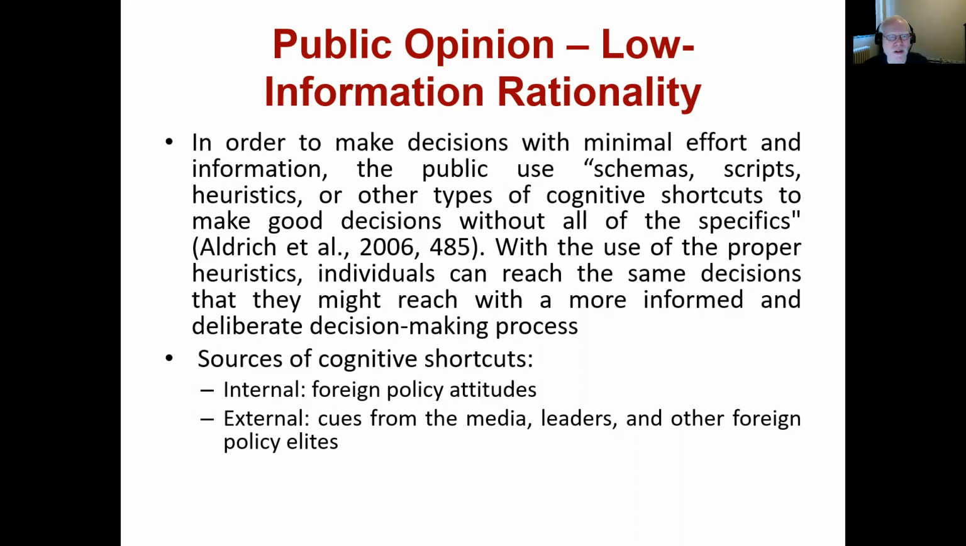Now, in the previous example, we saw that there were deviations: people for whom having low information affected their decisions, but they may not have had all the tools available to use those shortcuts. So what are the shortcuts that people can use? First is foreign policy attitudes. People may hold stable foreign policy attitudes that inform how they should respond in any situation of a particular type. They can also use shortcuts based on external cues.